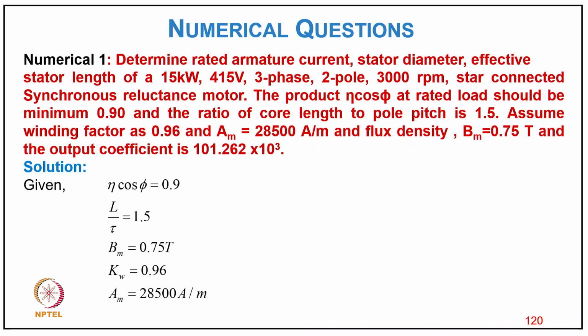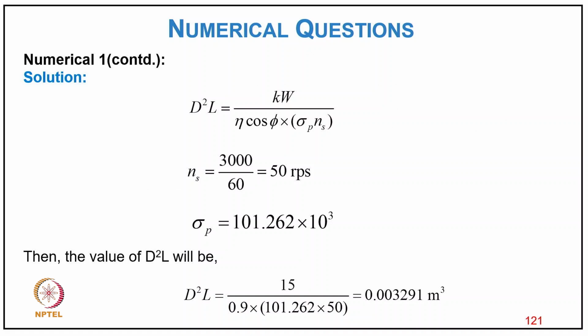Coming to the solution, eta cos phi is given 0.9, L upon tau is given 1.5, Bm is given 0.75 Tesla, Kw 0.96, Am equal to 28,500 ampere per meter. Now D square L equal to Kw upon eta cos phi into eta p into Ns. So putting the values, Ns equal to 50 rps, output coefficient 101.262 into 10 power 3.